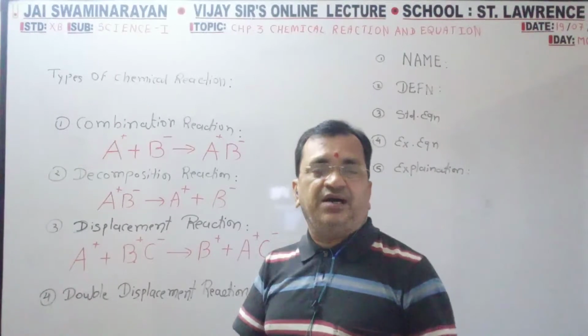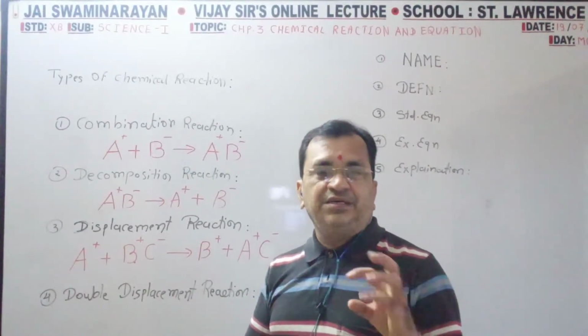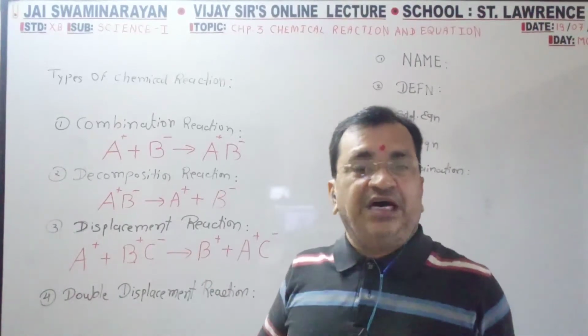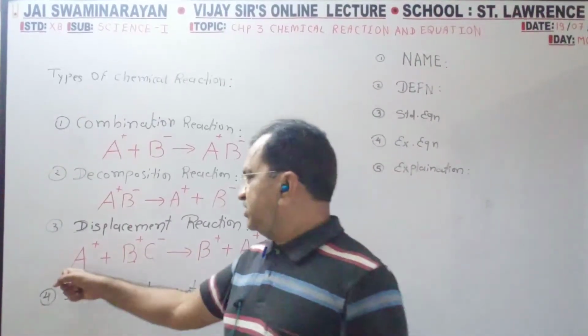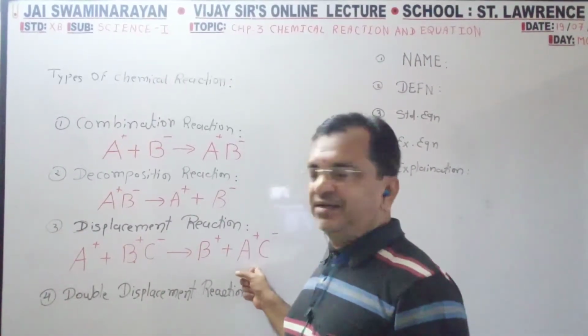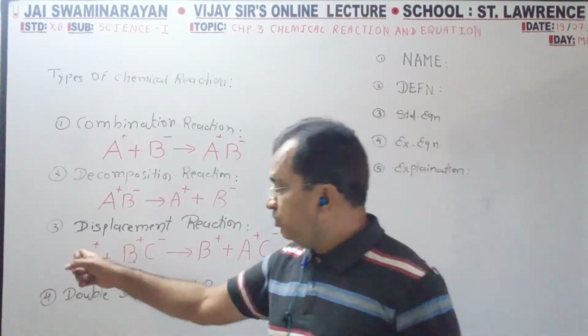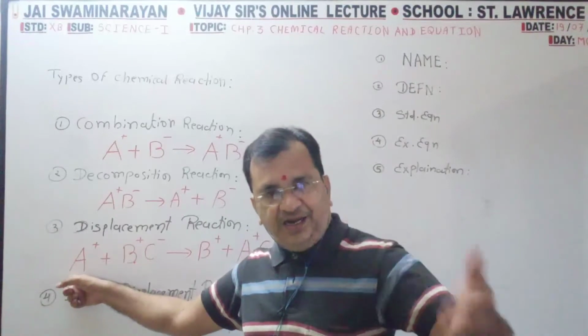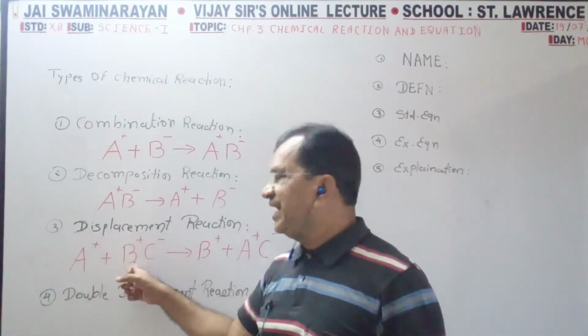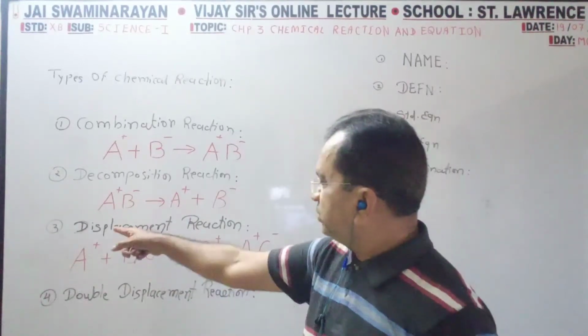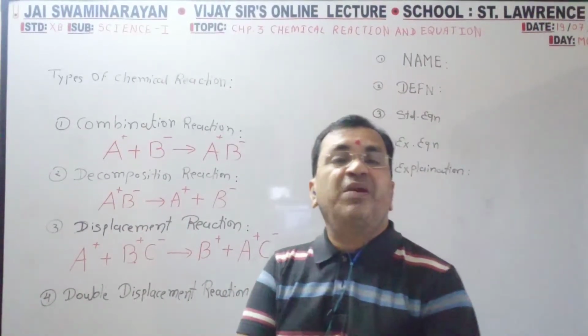एक की जगह दूसरा, one replaces another. A plus BC, now AC plus B, which is free becomes combined, which is in combination becomes free. So when a more reactive metal replaces a less reactive metal from the compound, it is known as displacement.